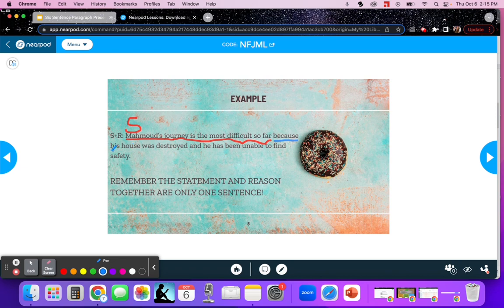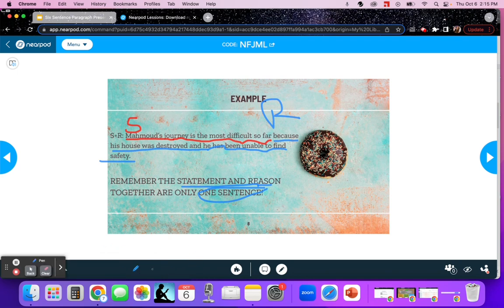Because his house was destroyed and he has been unable to find safety. And that's my reason. Okay, remember, this is a 6-sentence paragraph. Our statement and our reason together are only 1 sentence. So don't count each of those as 1 sentence or you're going to be short in your 6-sentence paragraph.